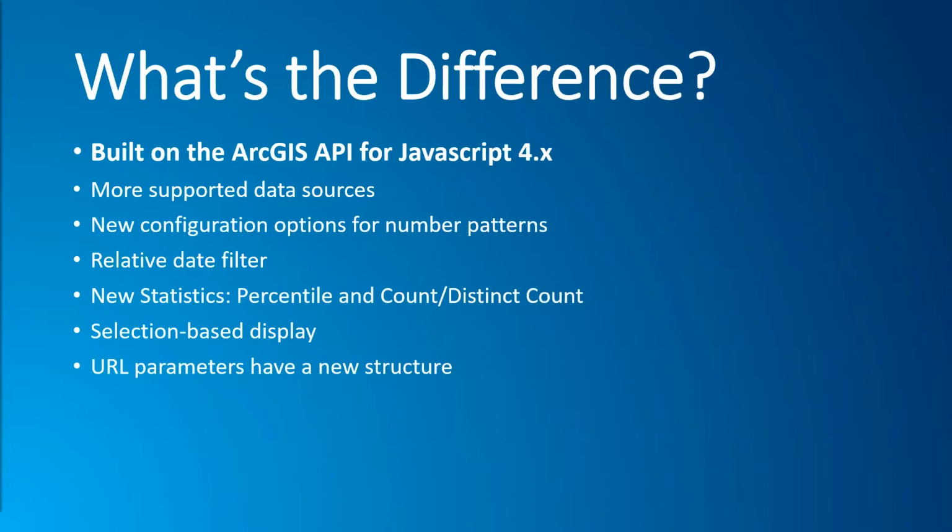Some other important differences: supported data sources now include CSV layers and feature collections. There are new configuration options for number patterns. The relative date filter allows you to query events within the last week, month, quarter, or year. There are some new statistic types. There's a new capability with selection-based display, an option where elements only render when a selection is made elsewhere in the dashboard. And URL parameters have a new structure. This is an important one that I'll come back to again at the end.